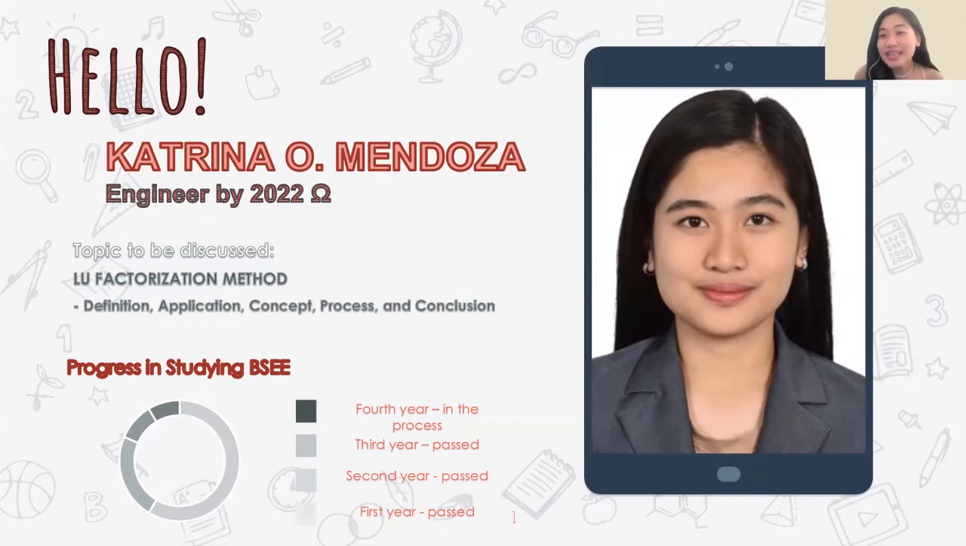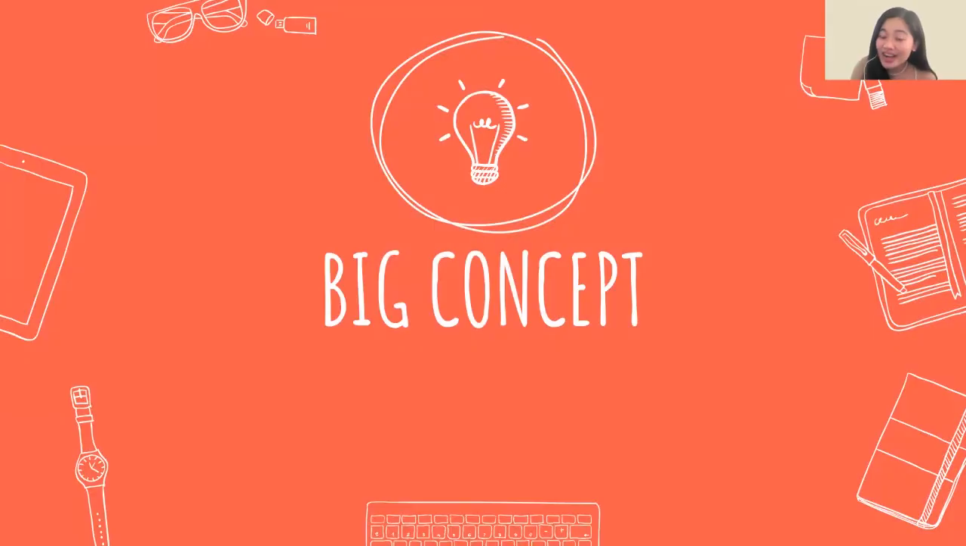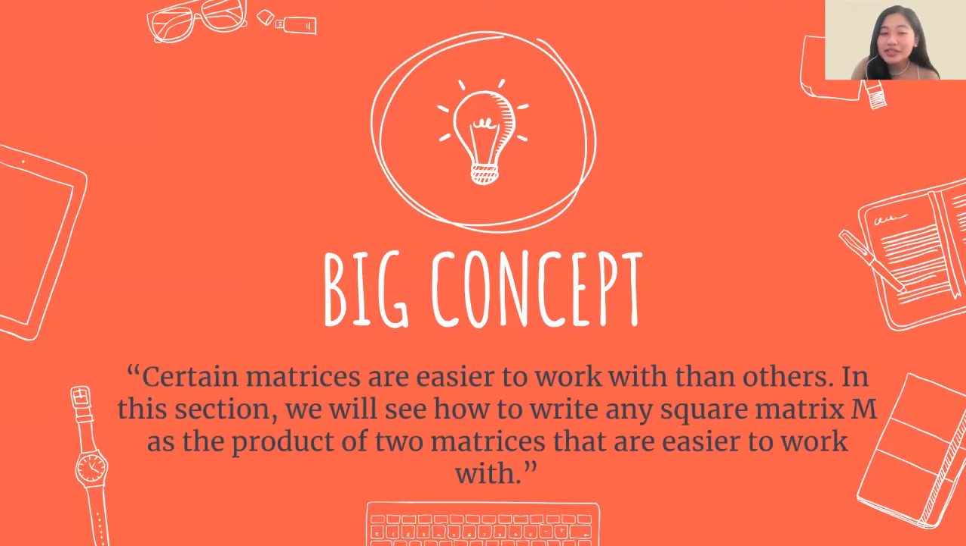So we are now down to our third topic in this preliminary term. After the Y-bus admittance matrix and after our Kron reduction method, our next topic, as you can see flashed on our screen, is the LU factorization method. Our big concept for today is that certain matrices are easier to work with than others. In this section, we will see how to write any square matrix M as the product of two matrices that are easier to work with.